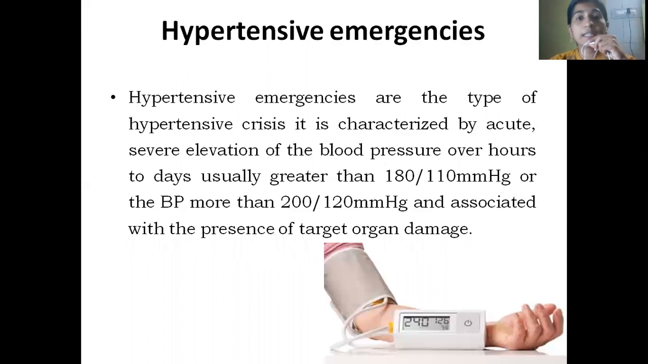So next is hypertensive emergency. When will we call it a hypertensive emergency? It is also a type of hypertensive crisis. It is characterized by acute severe elevation of blood pressure over hours to days. Here the important words are hours to days. Usually greater than 180/110 millimeter of mercury or 200/120 millimeter of mercury, associated with target organ damage. That is a key term and an important point to note down. Target organ damage is there in hypertensive emergency.